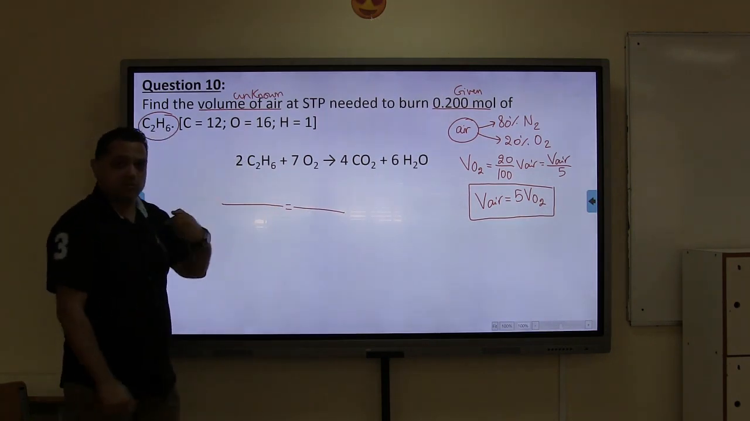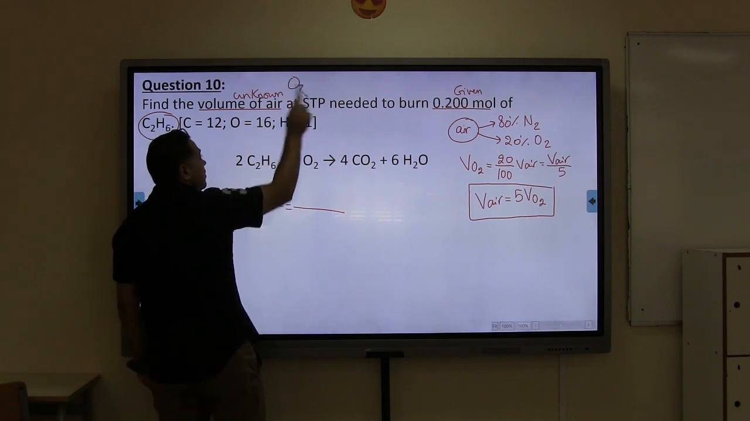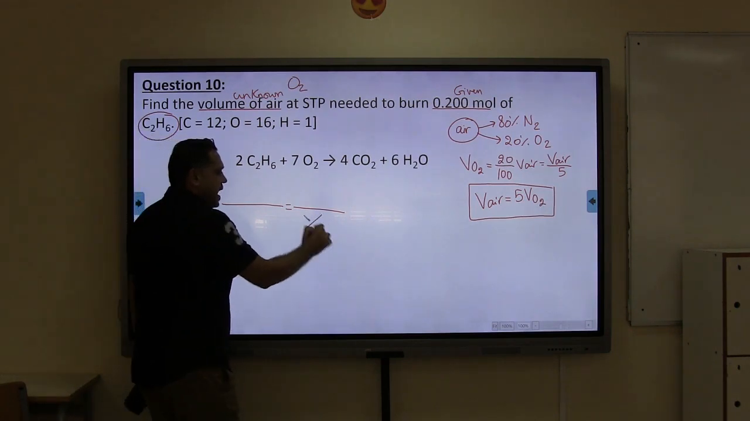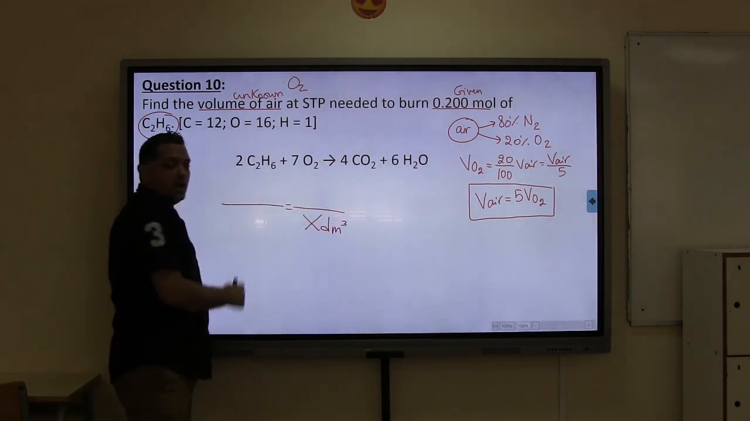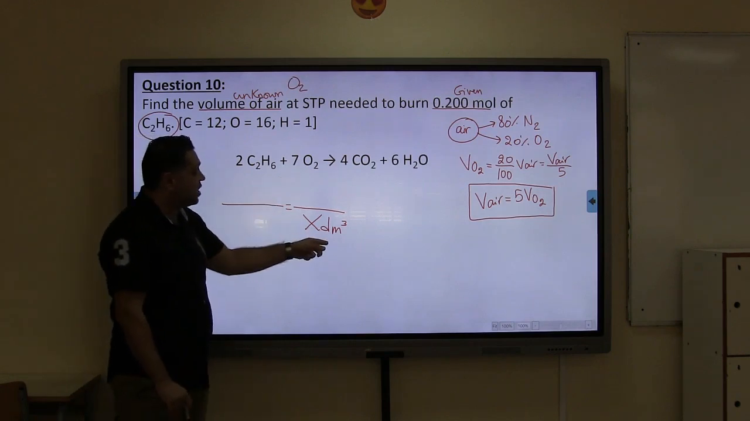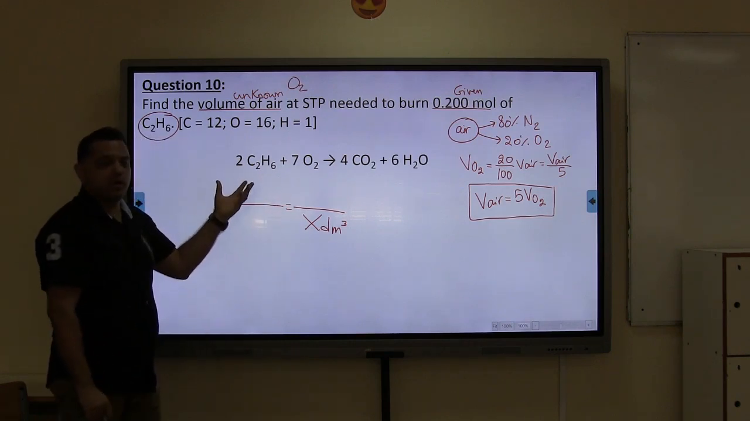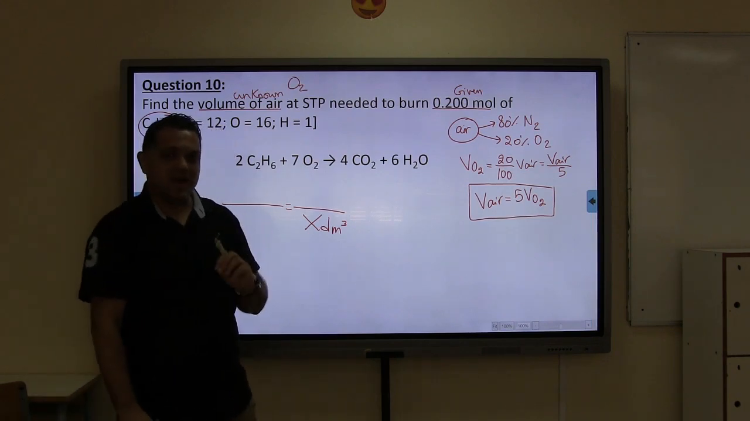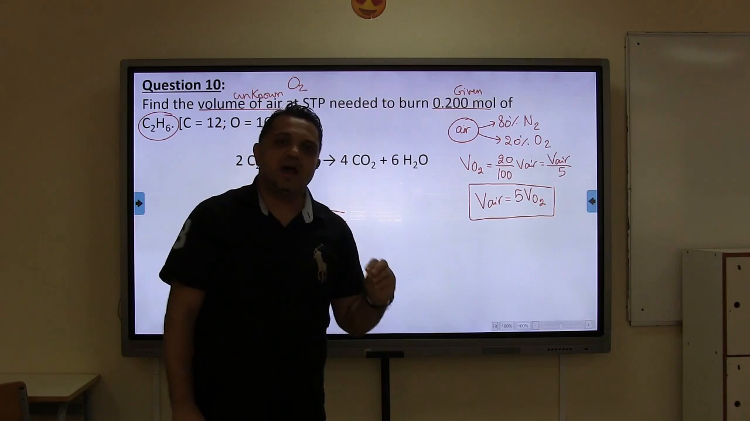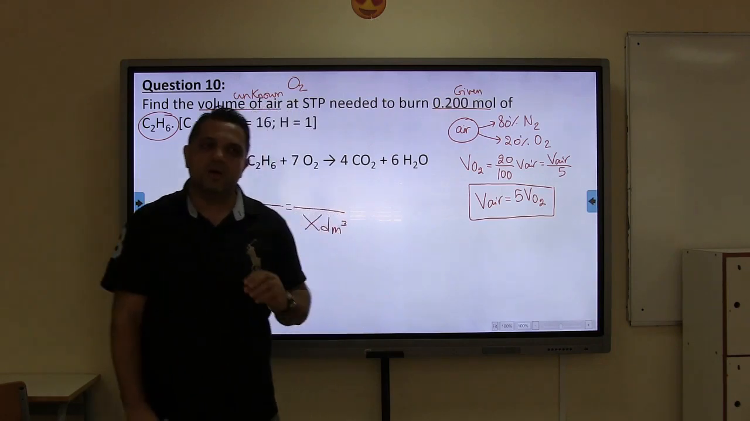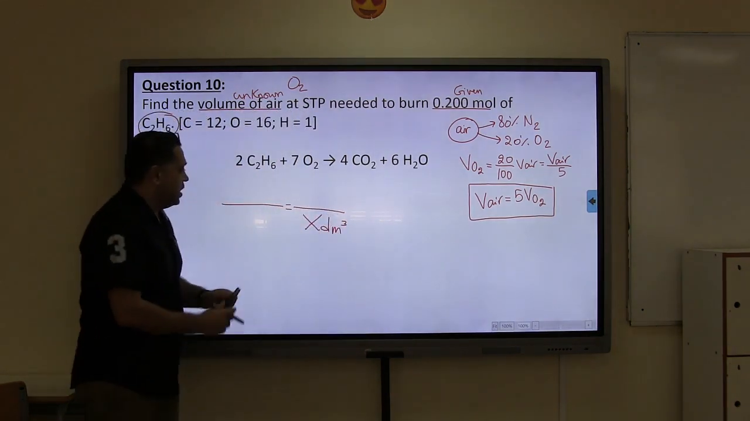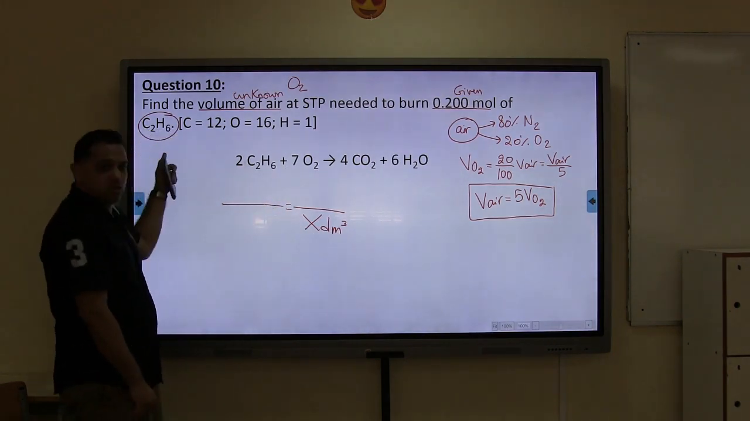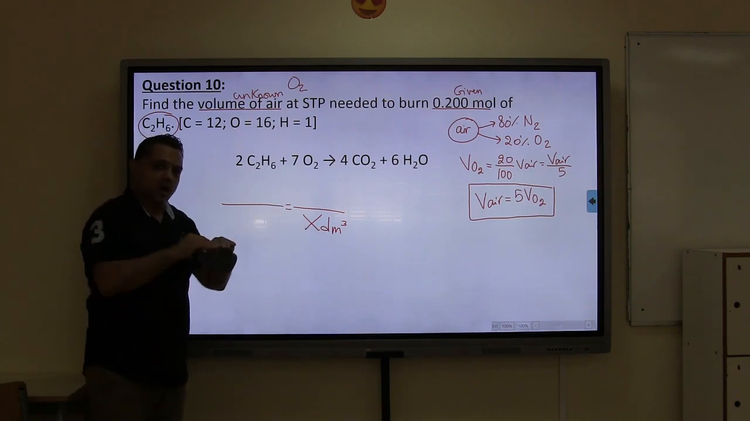Find the volume of air. As we said, we need to find first volume of the oxygen. How can I find volume of oxygen? It's x decimeter cube. This is the unknown. I want to find volume of the oxygen needed at STP. As I said before, every 1 mole of a gas at STP conditions has a volume of 22.4 decimeter cube. Okay, so here, x decimeter cube. The given is for C2H6. Given and unknown, they are at the same level.